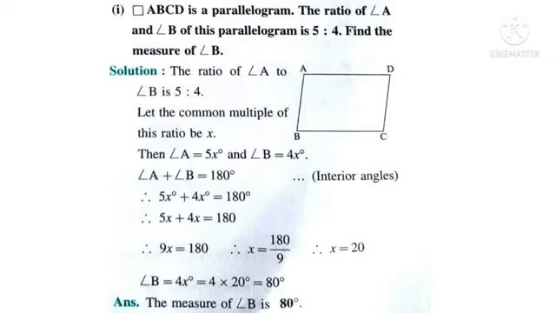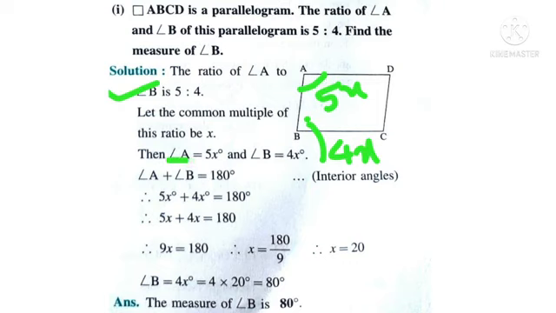Next example. Quadrilateral ABCD is a parallelogram. The ratio of angle A and angle B of this parallelogram is 5:4. Find the measure of angle B. Here the ratio of A and B is given as 5:4. We suppose angle A as 5x and angle B as 4x.